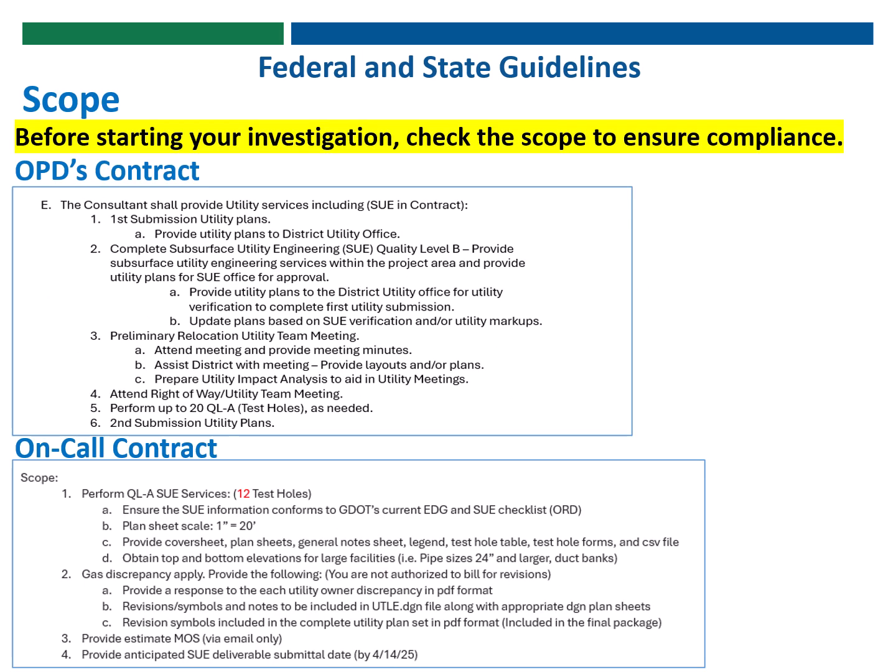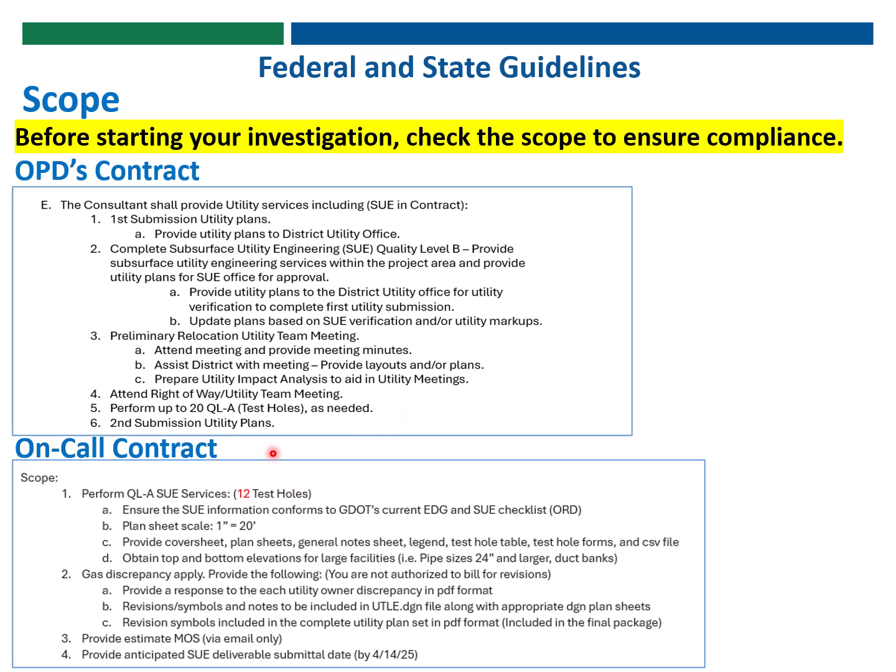Of course, before you start any work with the department, be sure to refer to your scope for the project. On this slide, you see two examples of SUE scope with test holes included. So in the top slide, you have OPD's contract. Typically, it will only be included on this one line item where it says perform up to 20 QLA test holes as needed. Most of the scope and assumptions will be recorded within the spreadsheet itself for all of the scoping documents for that project.